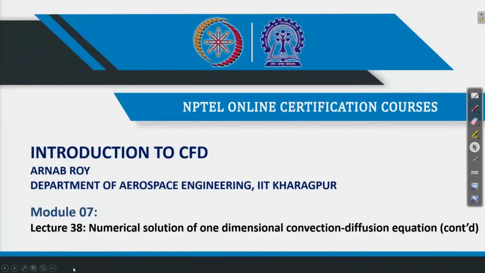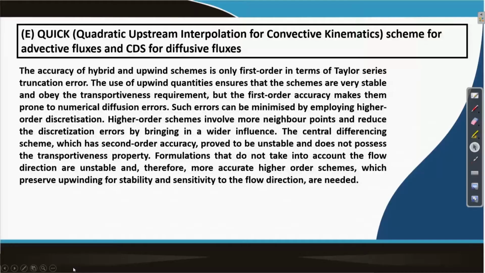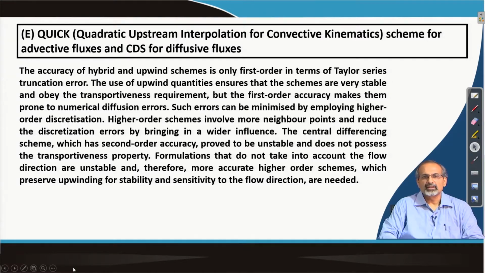In this lecture, we will complete our discussion on the one dimensional convection diffusion equation. The last lecture concluded with a discussion on the QUICK scheme, where we saw that we use a quadratic fit using 3 nodal points in order to reconstruct the value of phi at an interface. We also saw by analyzing the coefficients of QUICK that there could be numerical instability problems.